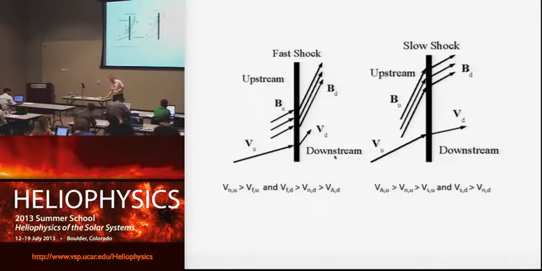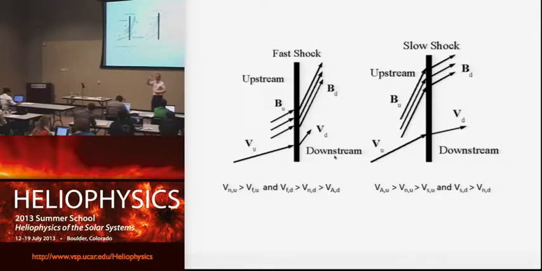On the other hand, a slow shock, things go in the opposite direction. The density and the field are in antiphase, and so that means from upstream to downstream you've got a compression. So the density increases from upstream to downstream, but the field decreases. So in that case, the field lines have to get further apart, and so they actually bend towards the shock normal.